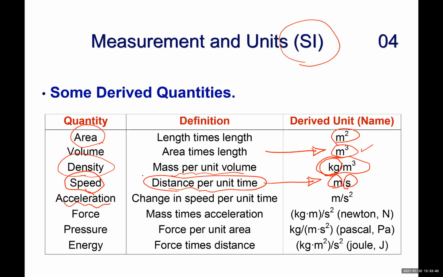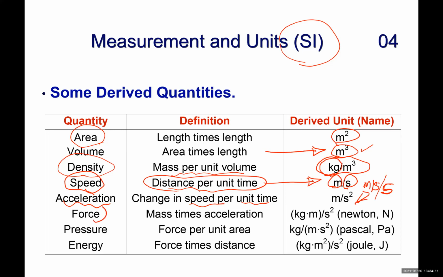Acceleration, what is the definition of acceleration? If you remember your physics, acceleration is change in speed in 1 unit of time. So change in speed. Speed itself is m over s. And we're measuring change of a speed in 1 unit of time. So divide meter per second by second. So do I get meter over second squared?